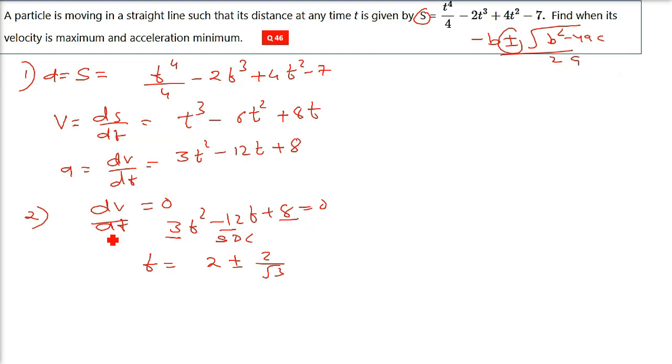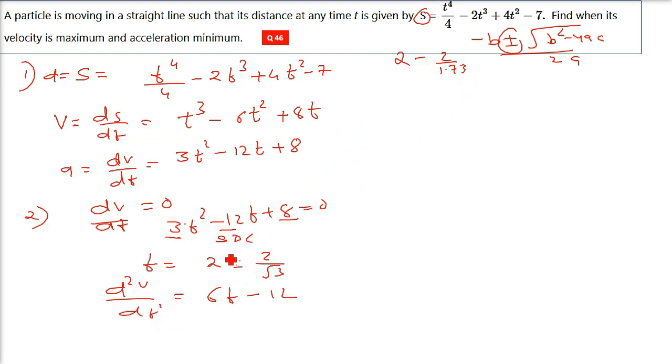Use all of this. Now d2v by dt square, double differentiation, we have to do. What is the double differentiation? 3t square minus 12t plus 8. This is the differentiation of dv by dt, d2v by dt square, which is actually the acceleration. But don't worry about this, because here you are going to put 2 plus minus 2 by root 3. You have to place both the values, both plus and minus, in this d2v by dt square in order to get the negative and positive, so that you can claim that you are going to get the minimum or maximum velocity.